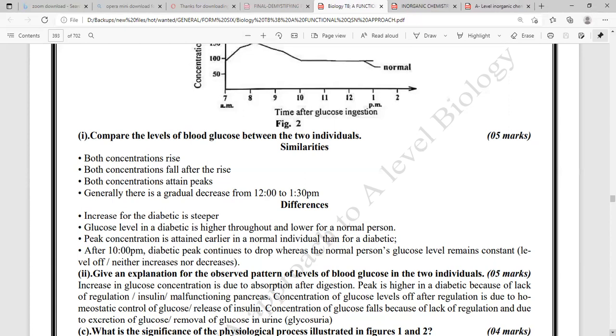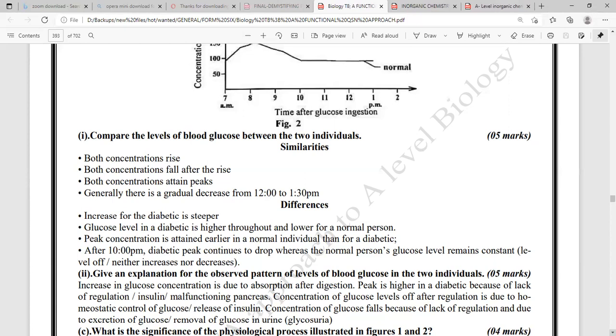When you look at the differences, you have an increase that is steeper for the diabetic individual, and the glucose level in a diabetic individual is higher throughout and lower for a normal person. We see the peak concentration attained much earlier in a normal individual than in a diabetic. After 10 p.m., the diabetic's level continues to drop, whereas the normal person's blood level remains constant, and levels off.